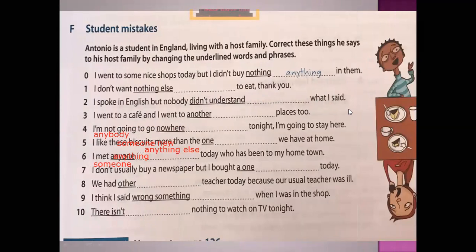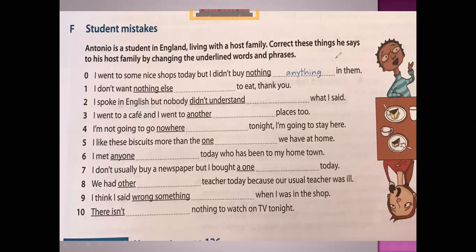Antoinette is a student in England, living with a host family. Correct these things she says to her host family by changing the underlined words and phrases. For example, okay.